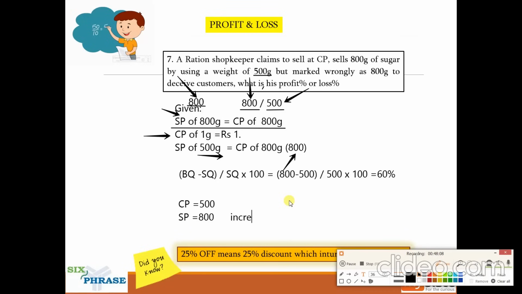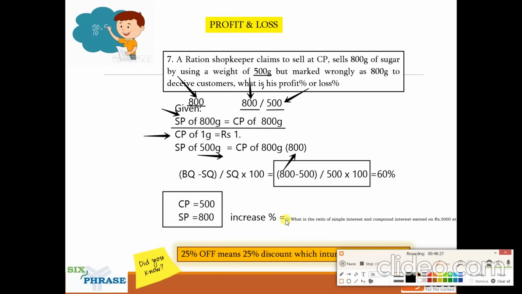So increase percentage is equal to, it is the same thing. Whatever you did here, you will do it again. Yes, you agree with me? The same thing you will do. So I'm just giving a different perspective. You can just copy the same thing and you will get the correct answer. Divided by 500 into 100 is equal to 60 percentage. So I hope you understood.